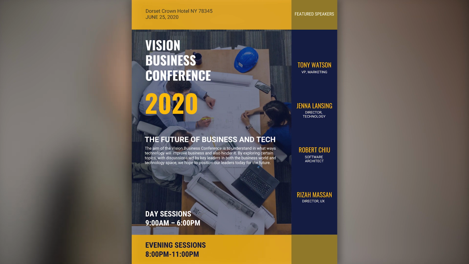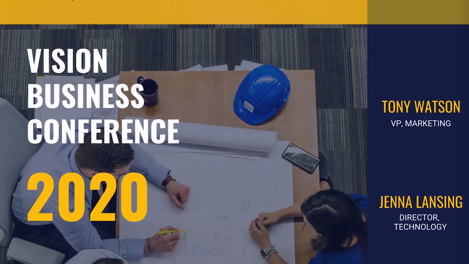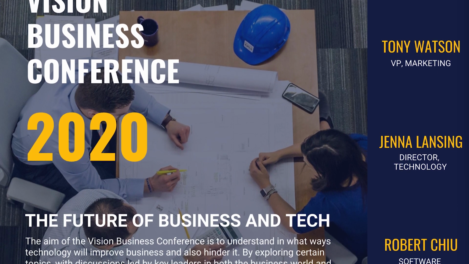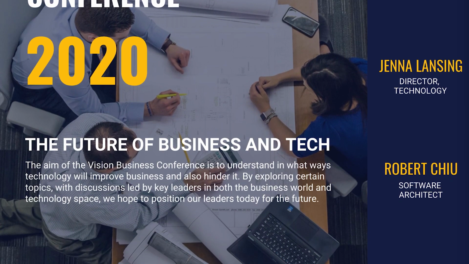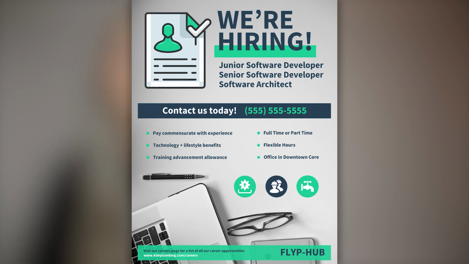The name of the conference is also written in the biggest text. The title is followed by a brief description of what the conference is about. The background image reflects the theme of a team working together to achieve a vision. Now, take a look at this recruiting poster. The goal of this poster is to inform qualified candidates about an open position, and hopefully get them to call that number to apply to the company.